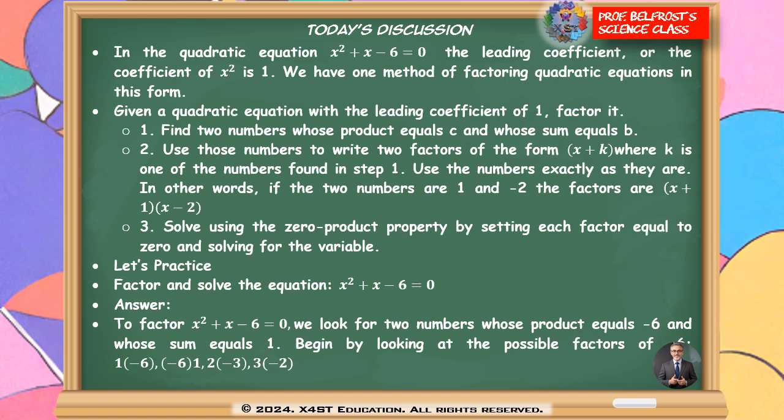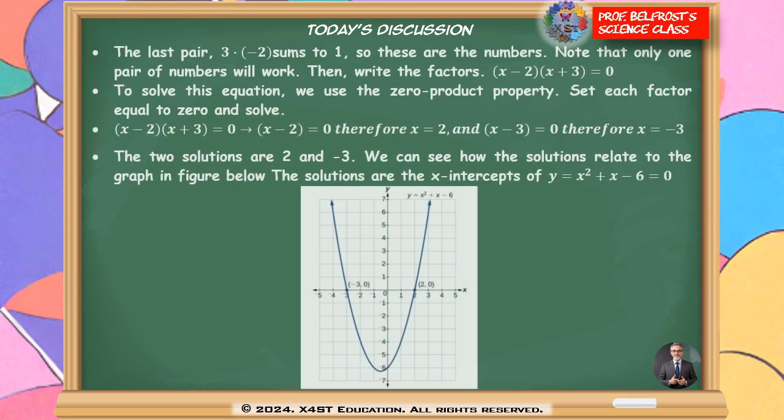For the problem before, x squared plus x minus 6 equals 0, we need to find two numbers whose product equals minus 6 and whose sum equals 1. There are several possible factor pairs, but the one that works is the last pair, which is 3 and minus 2. So we can write the factors as x minus 2 times x plus 3 equals 0. We set each factor to 0 and solve. x minus 2 equals 0 gives us x equals 2, and x plus 3 equals 0 gives us x equals minus 3. Then we can plot this as shown in the slide.